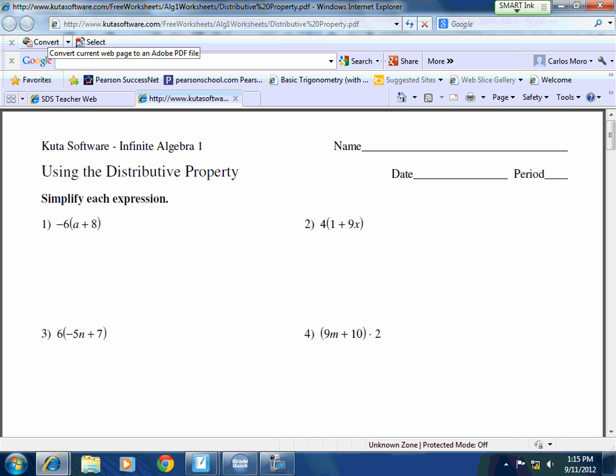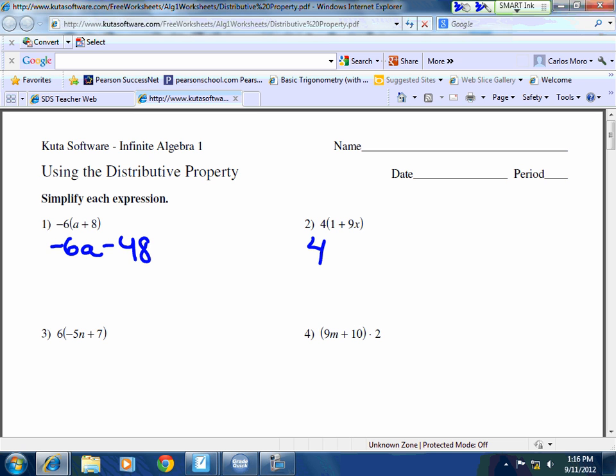All right. I'm just going to go down the line. I'm going to point at you, and I just want the answer. Ready? You guys ready? Go. Negative 6a minus 48. Okay, with all due respect, your multiplication is a little slow. Got to be quicker. Next.